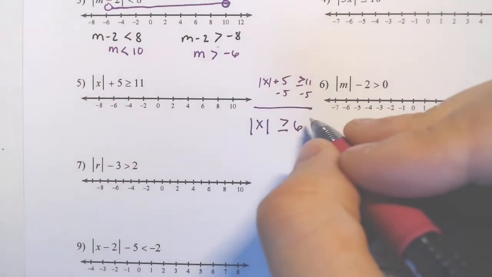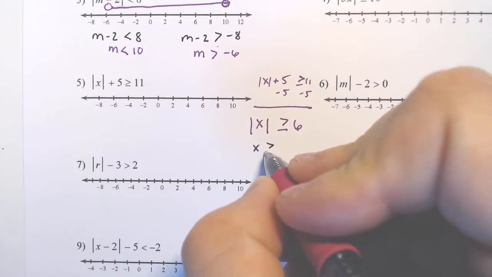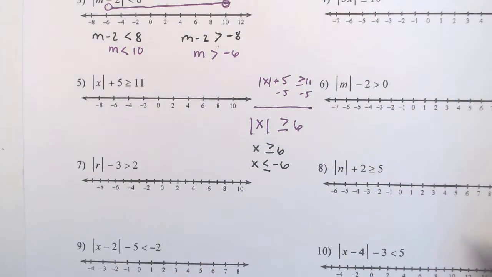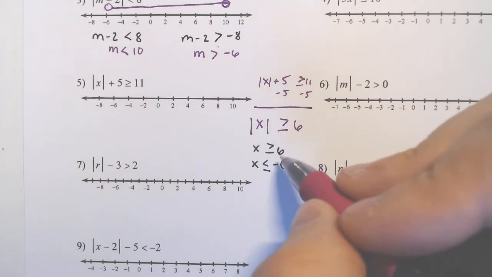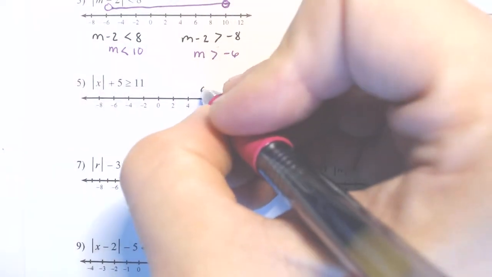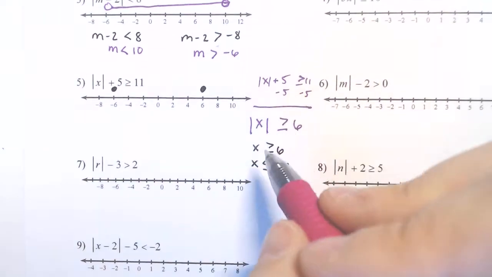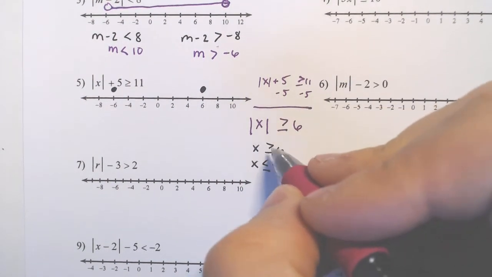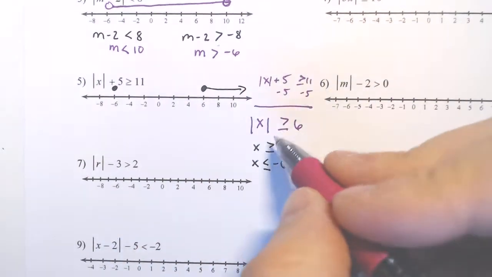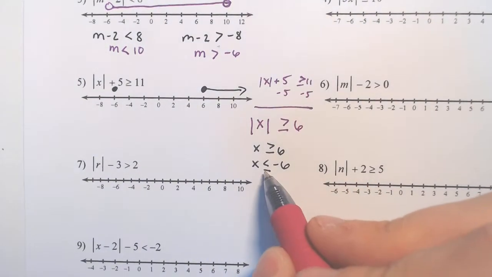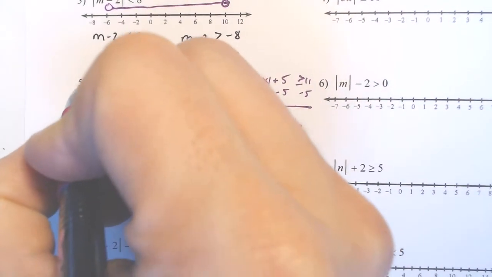Absolute value bars can go away, and we can get x is greater than or equal to 6, and x is less than or equal to negative 6, because I flipped the inequality sign here. So here, filled in circle on the 6, filled in circle on the -6, and we have to be careful. These aren't going towards each other. We have to go greater than or equal to 6, so it's going to go the direction that it's pointing. That arrow is pointing to the right. My graph has to go to the right, and my arrow is pointing to the left for less than, so I have to go to the left.